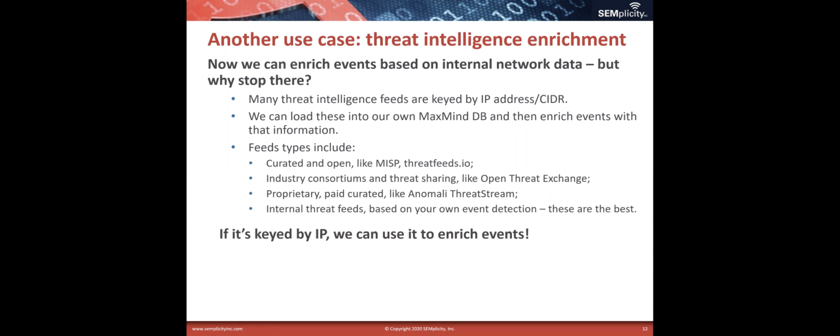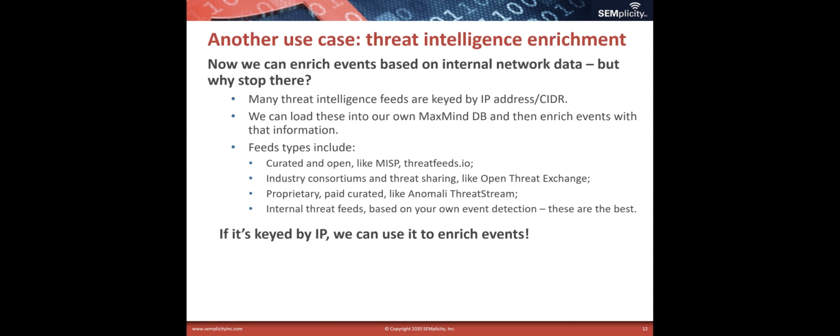There's a whole bunch of threat intelligence feeds. MISP is really popular. Threatfeeds.io, these are curated from a whole bunch of other sources. They're normalized into a standard format. They're really easy to use and really easy to set up. A lot of enterprises belong to industry consortiums that share threats, like the Open Threat Exchange. That stuff usually shows up as CSVs or STIX/TAXII format. Either way, it's easy enough to turn it into a flat file, read it with a regex and put it into MaxMind. There are paid curated proprietary feeds, like ThreatStream, which is a very popular one.